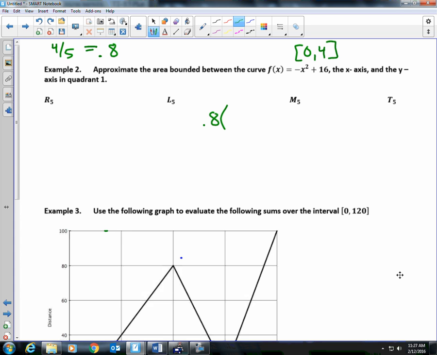Midpoint sum. Notice how I list these. I have 0, 0.8, 1.6, 2.4, 3.2, and 4. Those were all the spots that I used to evaluate heights over the course of the interval from 0 to 4. The question is, if I'm doing the midpoint evaluation, where's the first spot that I evaluate the height? 0.4.